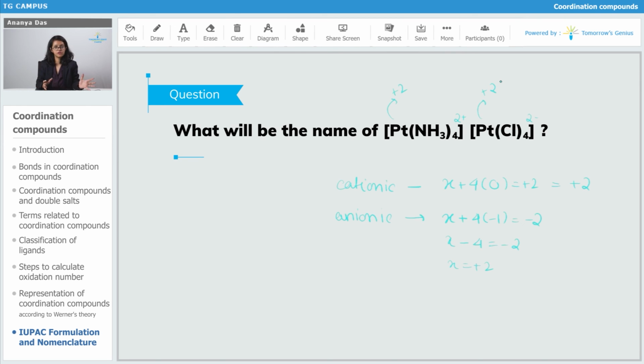Now you will name the cation first, right? So in the naming of the cation, this part is the cationic complex. You will name the ligand first. So that's tetraammine platinum, and then the oxidation number in Roman numerals. Then give a space and name the anion. Now the anion is also a complex. So you will name the complex. You will write tetrachloro or tetrachlorido. But this is an anion, so the metal name will end in ate. So it will be tetrachloroplatinate.